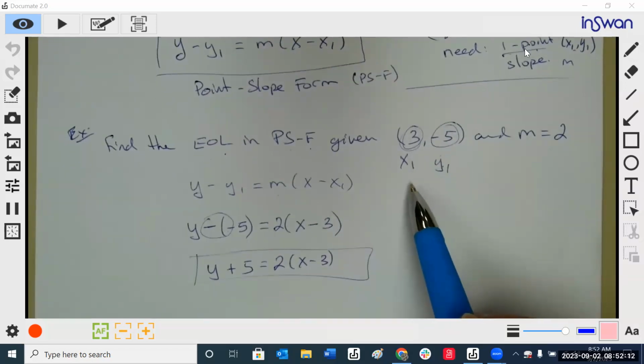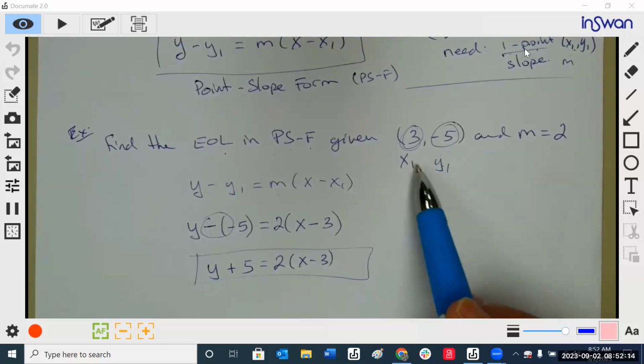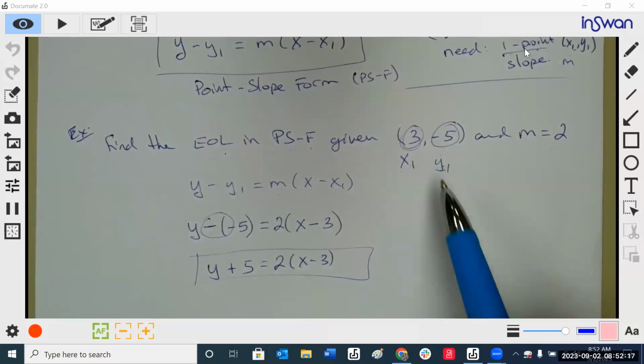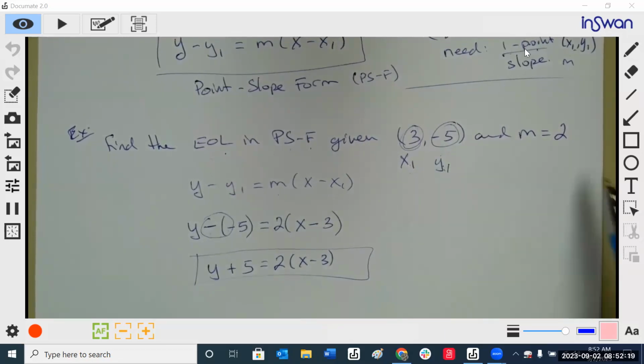So if you're given a point in the equation and a slope, that point goes in place of x1, y1. And the slope, whatever it is, goes in place of m. It's just plug and play. That's all there is to it.